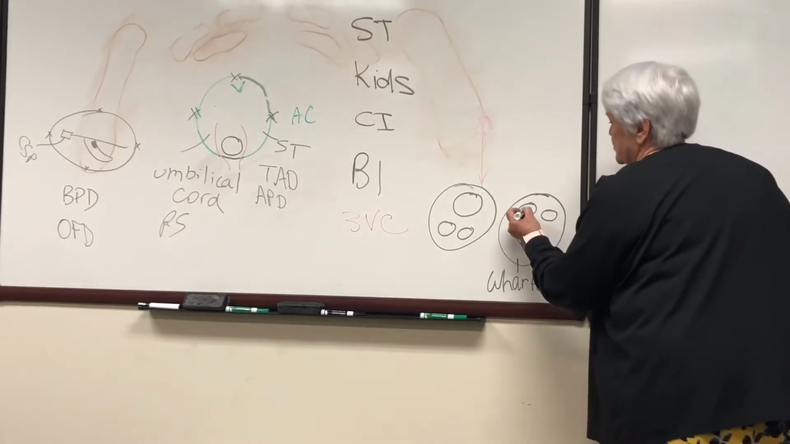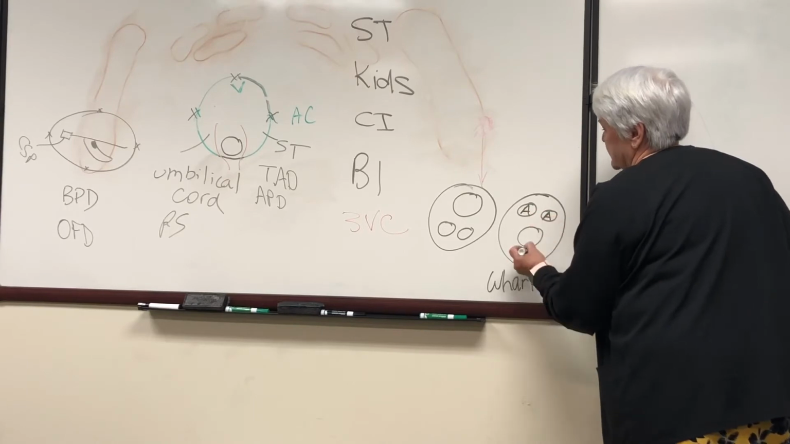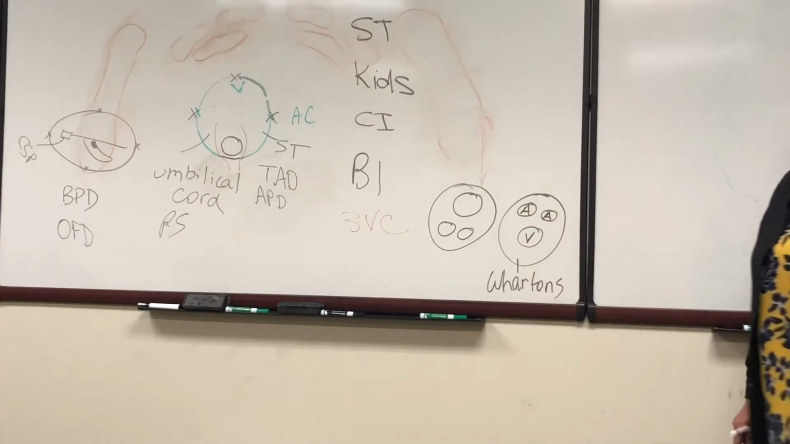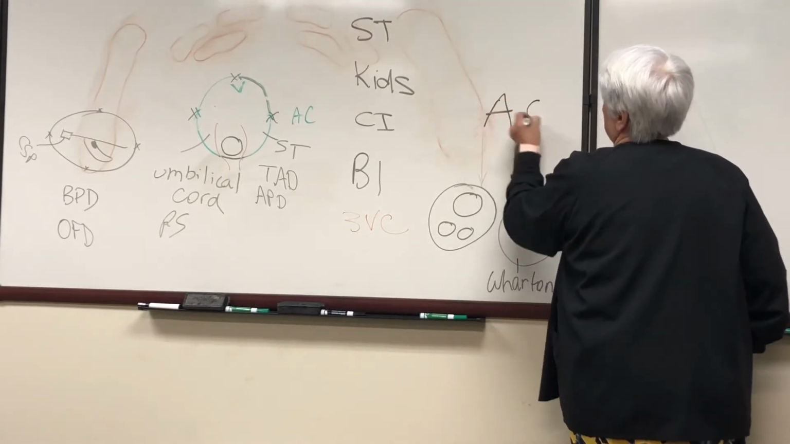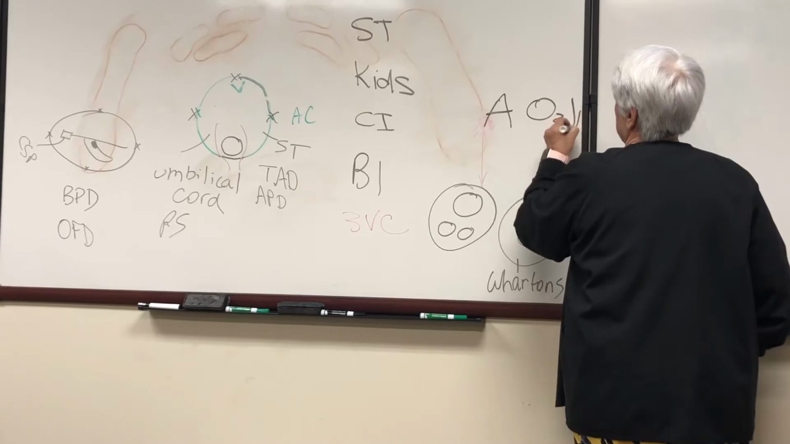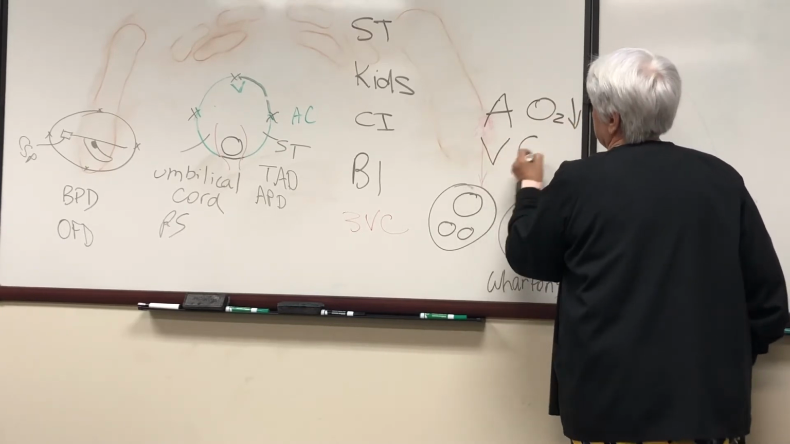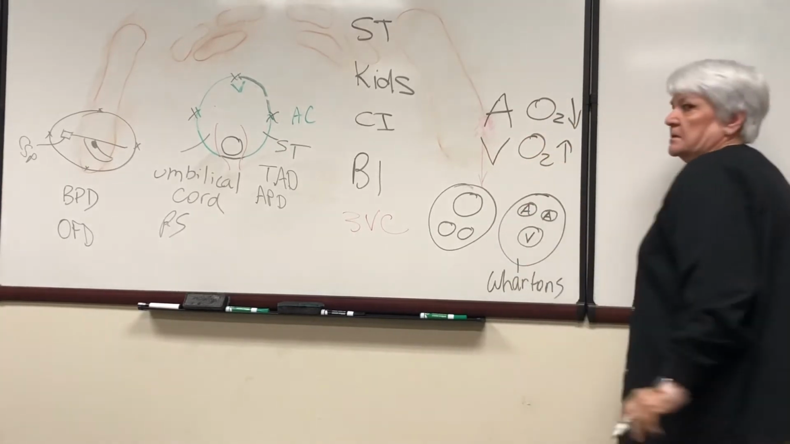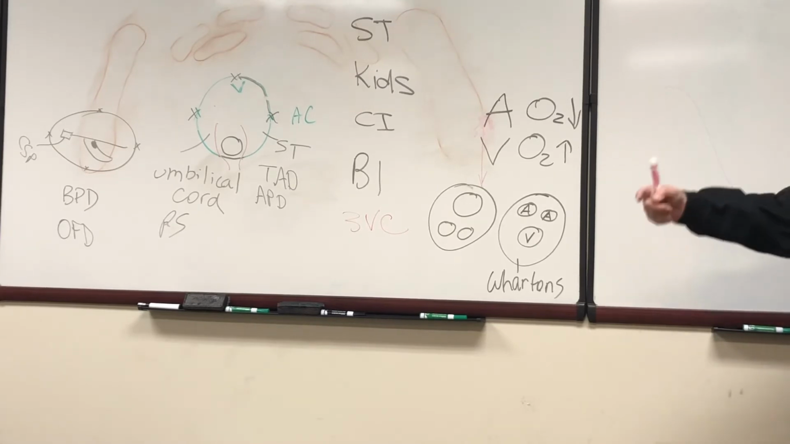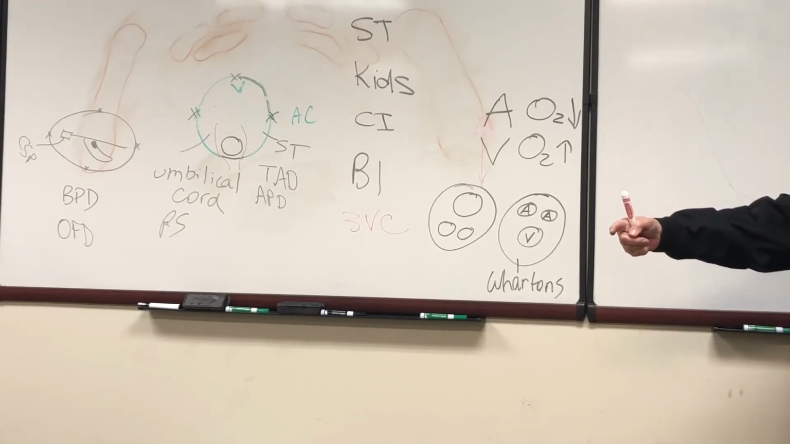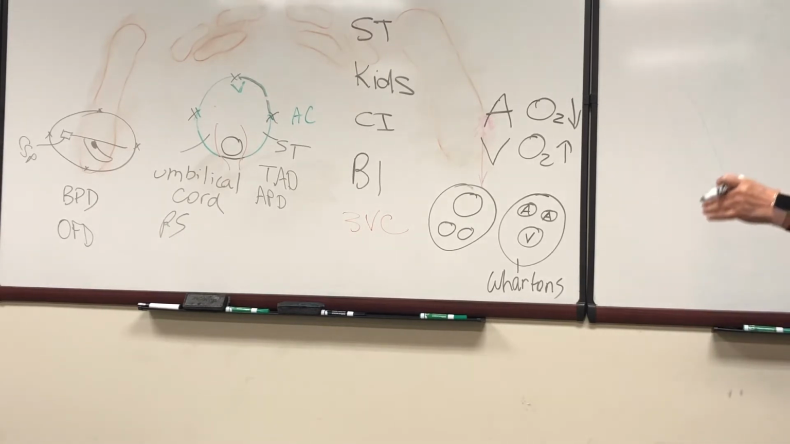With a baby, you have 2 arteries and 1 vein. The arteries are O2 depleted. The vein is O2 full. Okay, because it's fetal circulation. So now the arteries are carrying venous blood and the veins are carrying arterial blood because we're in fetal circulation. Okay?